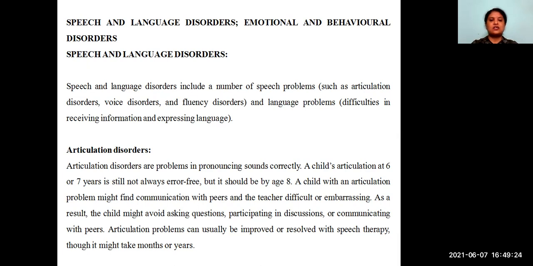Articulation disorder is a disorder in pronouncing. The child has a problem pronouncing words correctly, and usually such children talk less in the class. They don't ask many questions because they feel embarrassed because of the pronunciation problem, and they're also worried that their friends may be making fun of them. Because of that, they participate less in discussions, and they also find it difficult when communicating with their peers. Articulation problems can usually be improved or resolved with speech therapy, but it may take a few months or a few years also.